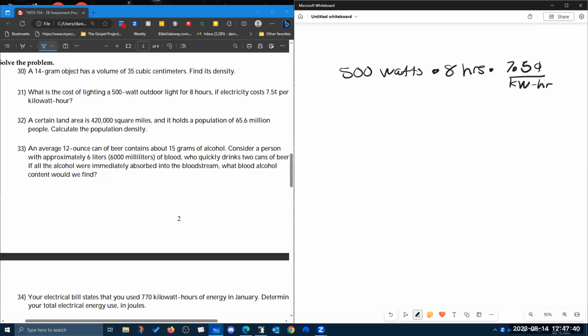So the watts right here, we need to change to kilowatts. So we're going to have to multiply by 1,000 watts per kilowatt. Watts will go away, hours are going to go away, kilowatts are going to go away. And I'm going to be left with 500 going into 1,000 2 times, 2 goes into 8 4 times, 7.5 times 4 is 30. So this is going to be 30 cents.